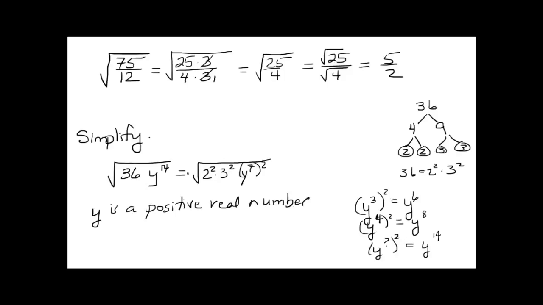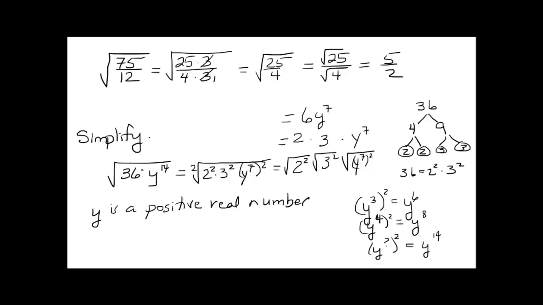Why is that good? Because when you take a square root, the index is 2. We're asking what squared gives you that number. So breaking this apart, what squared gives us 2 squared? Well, that's just going to be 2. What squared gives us 3 squared? Well, that would be 3. And what squared gives us y to the 7th quantity squared? Well, that's going to be y to the 7th. So we have 2 times 3 times y to the 7th, or 6y to the 7th.